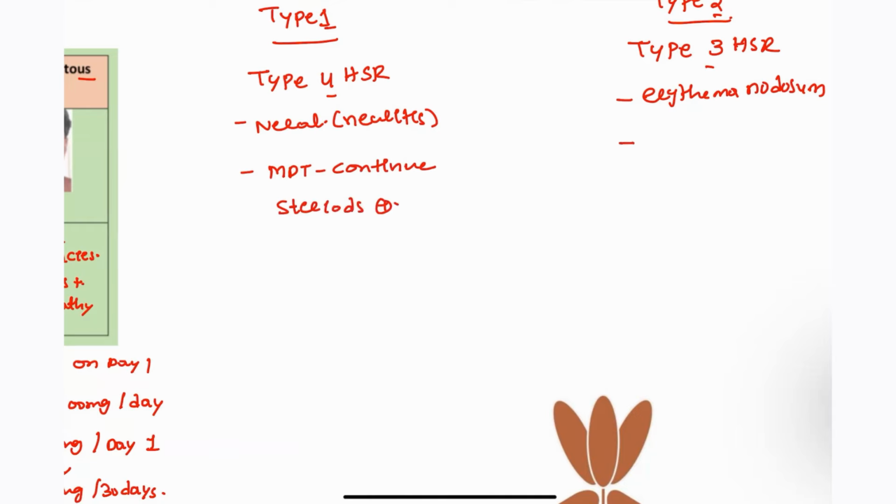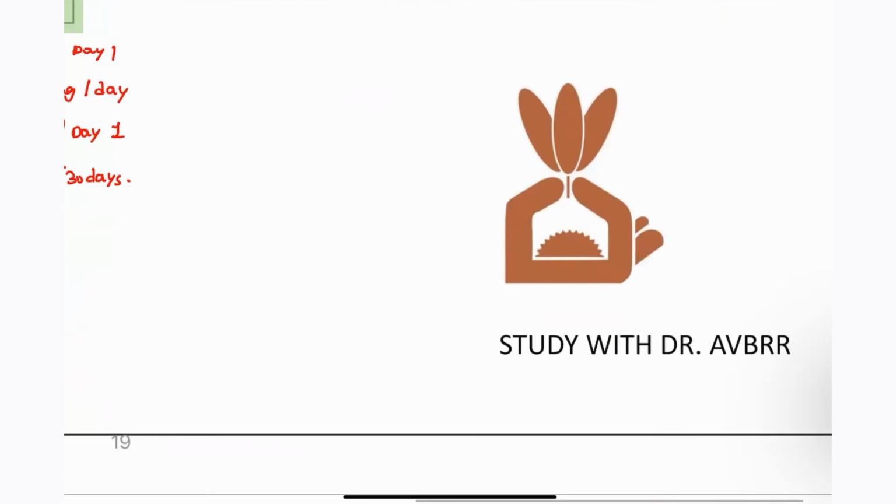Next, coming to the type 2, what are the drugs that you can give? Again, same, continue the MDT, and you have to start the patient on thalidomide. These are the two important things that you have to remember. And what is this logo, guys? NLEP. This is the National Leprosy Eradication Program logo that we are going to see.